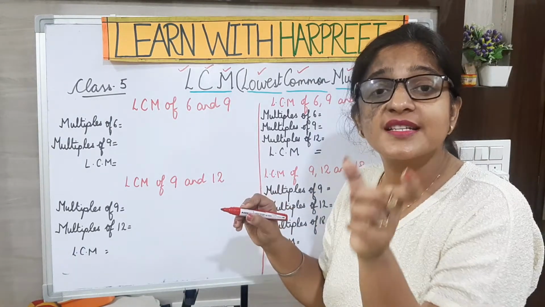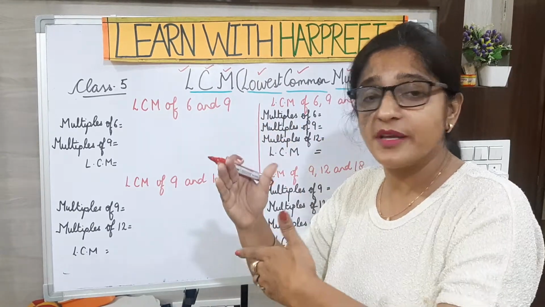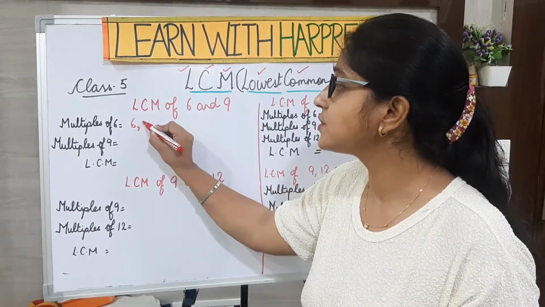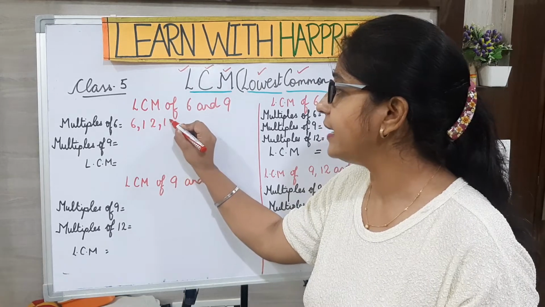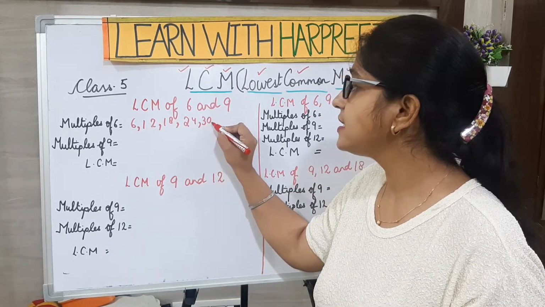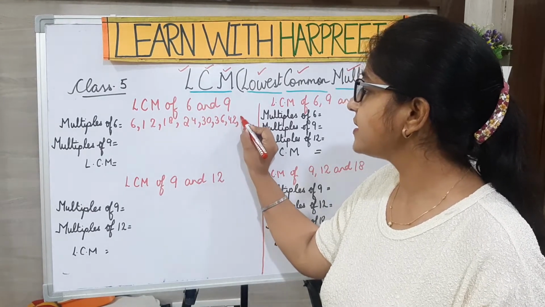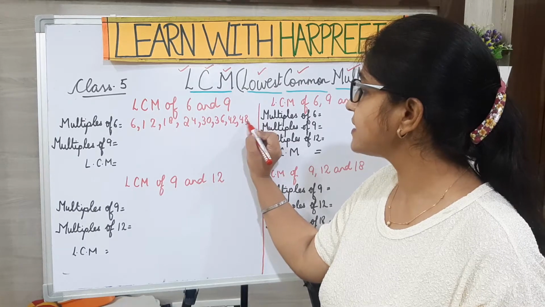Multiples means those that come in the table of 6. 6 1s are 6, 6 2s are 12, 6 3s are 18, 6 4s are 24, 6 5s are 30, 6 6s are 36, 6 7s are 42, 6 8s are 48, 6 9s are 54.